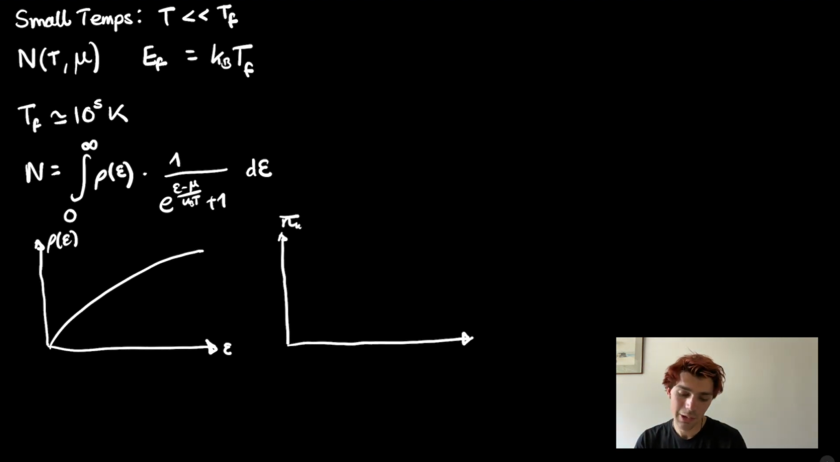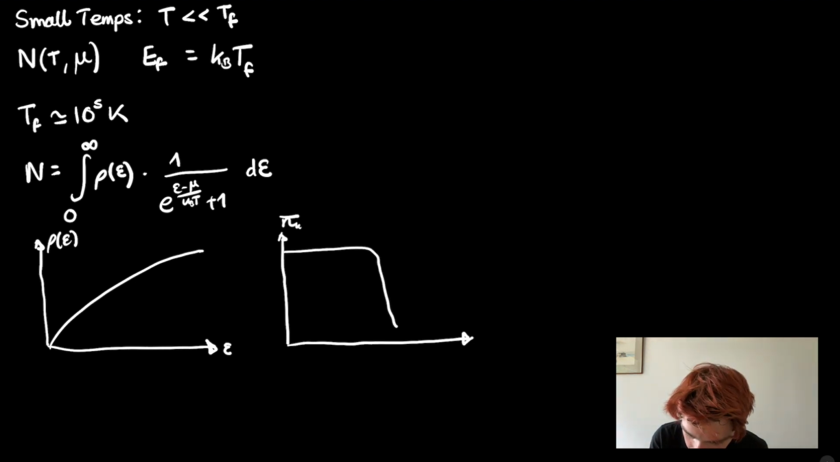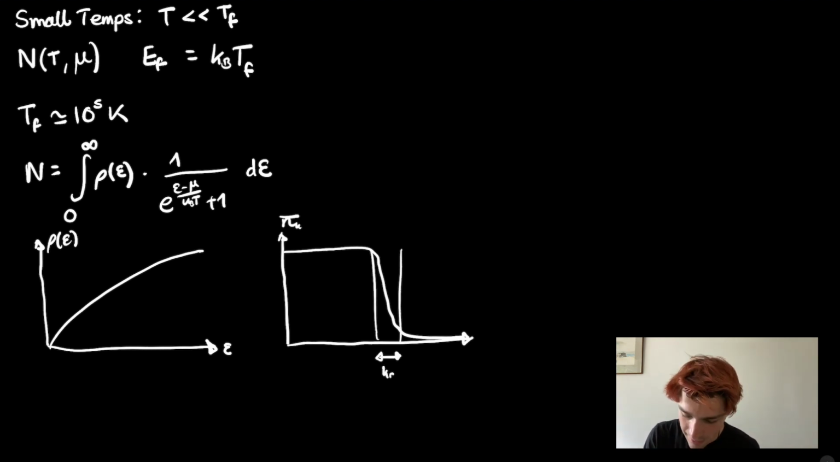But now we're no longer at T equals 0. We're still at small temperatures, but we're no longer at T equals 0. So the graph is going to look similar, but it's going to be slightly smeared out at this part of the graph right here. Incidentally, this window is basically k_B T, a sort of energy window in which the smearing happens.